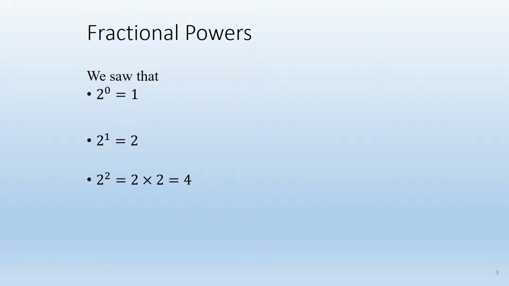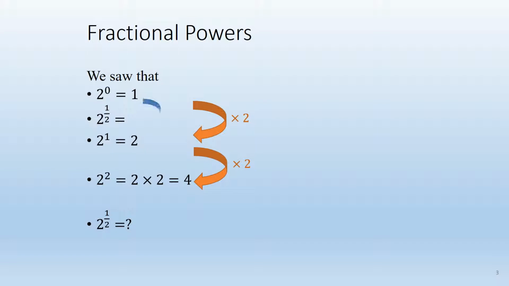We saw that 2 to the 0 is 1, 2 to the 1 is 2, 2 to the 2 is 4. Our indices there are going up by 1, and on the right hand side we're doubling. So what does 2 to the power of a half equal? Well, 2 to the power of half would slot in halfway between 2 to the 0 and 2 to the 1. So we need to find some number that we multiply 1 by twice to get to 2. And that number, of course, is the square root of 2. So 2 to the half will equal the square root of 2.